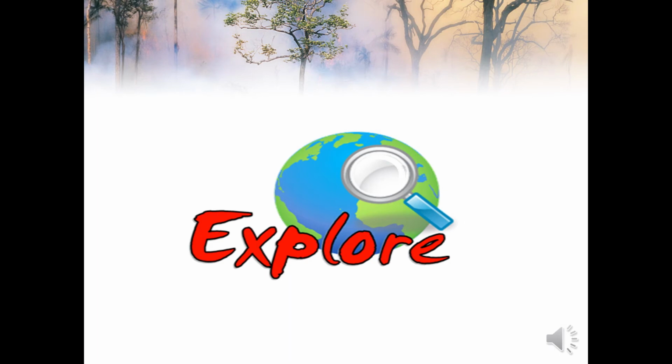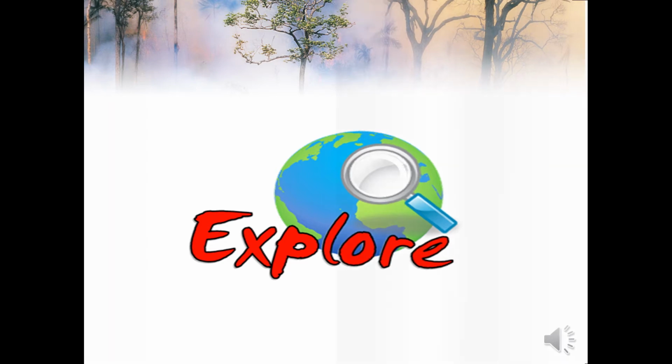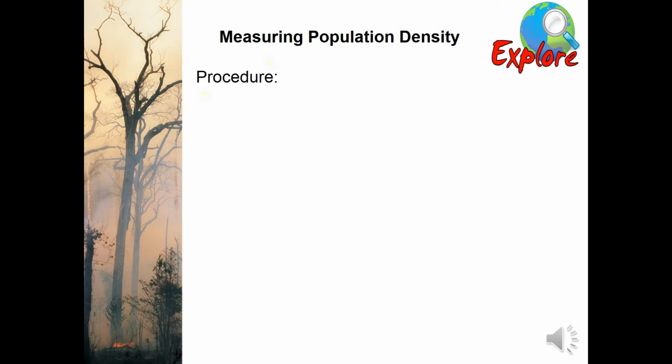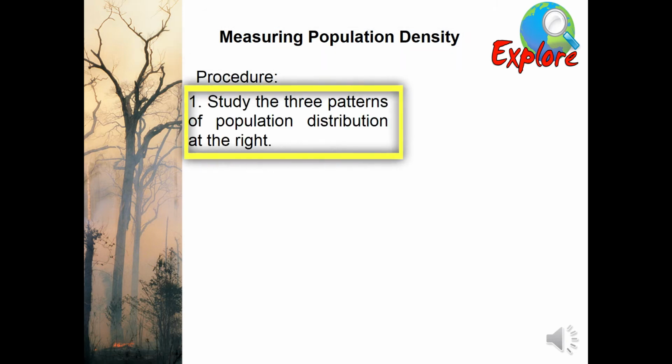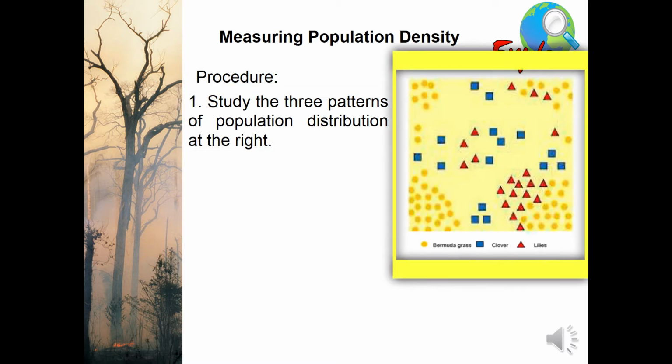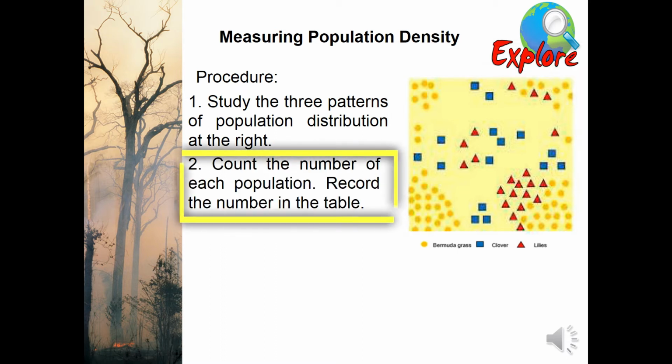We are now on the third task of this video lesson. Follow the procedure on the given activity. Measuring population density. Procedure 1. Study the three patterns of population distribution at the right. So on the right side is the map showing the different patterns of the three different species: Bermuda grass, clover, and lilies. 2. Count the number of each population.